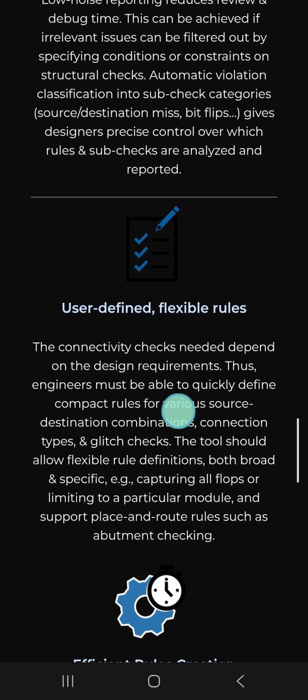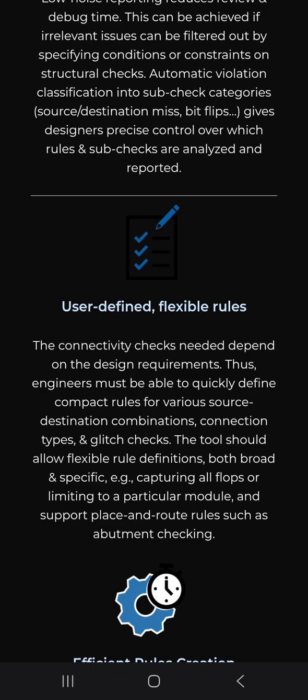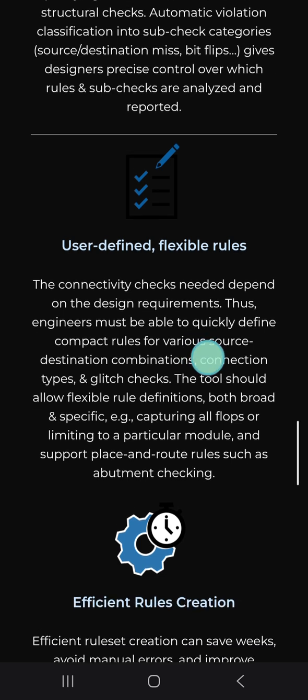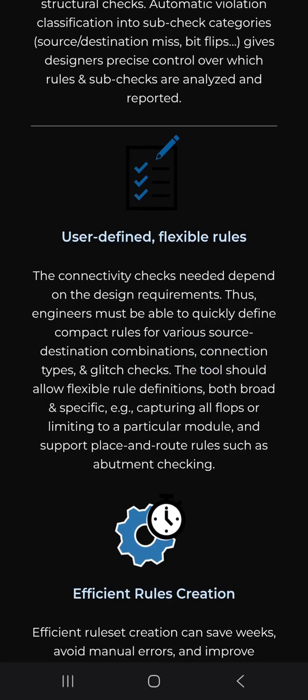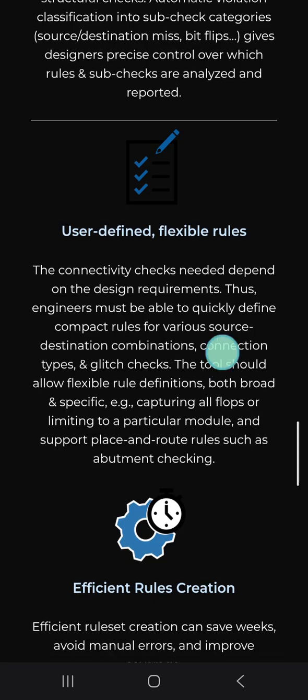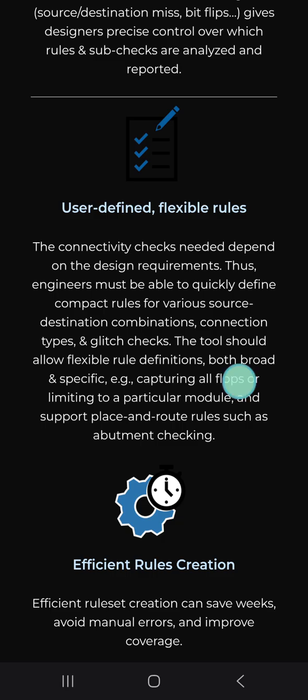User-defined flexible rules. The connectivity checks needed depend on the design requirements. Thus, engineers must be able to quickly define compact rules for various sources, destinations, combinations, connection types, and glitch checks. The tool should allow flexible rule definitions, both broad and specific, for example capturing all flip-flops, or limiting to particular modules, and support place-in rules, route-and rules, and checks such as abandonment checking.